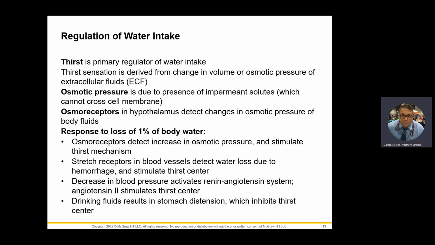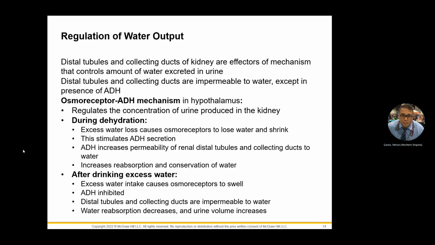Thirst, primary regulator of water intake. Your osmoreceptors in your brain look at extracellular fluid, yeah, we kind of know this on how the RAA system gets activated. And of course, where are osmoreceptors? They're big on homeostasis, so they're obviously in the hypothalamus.